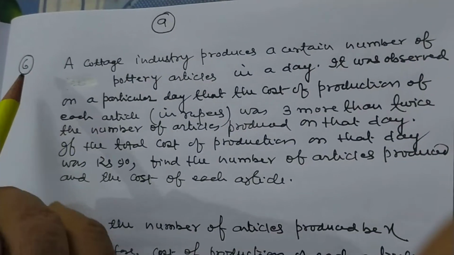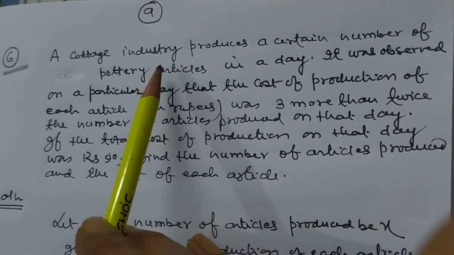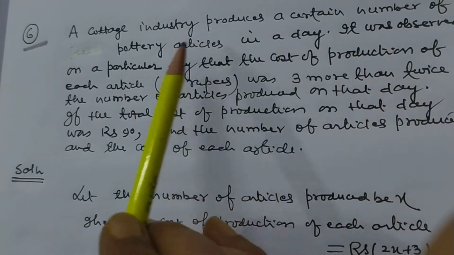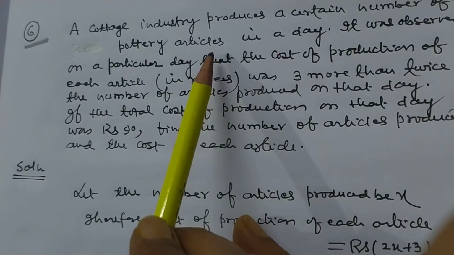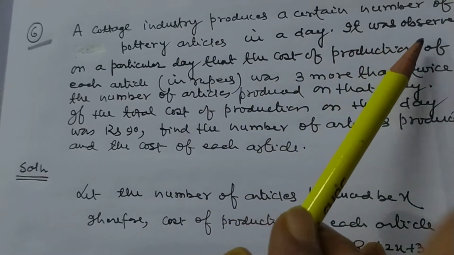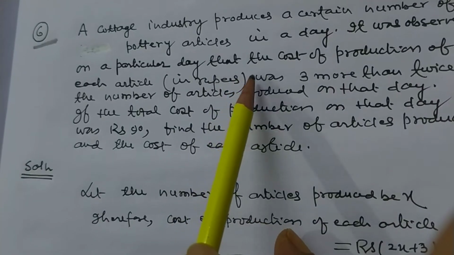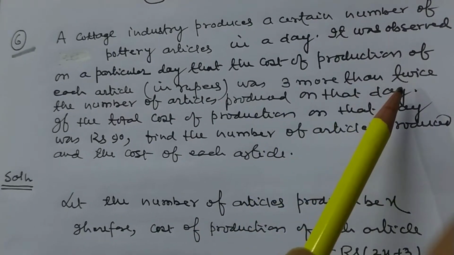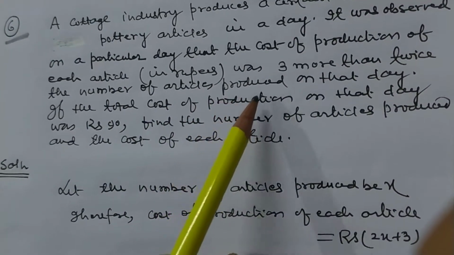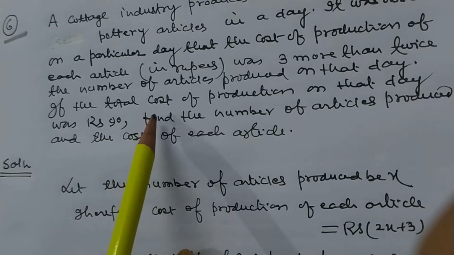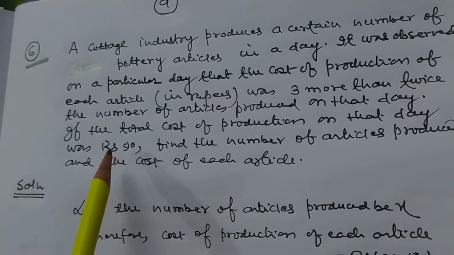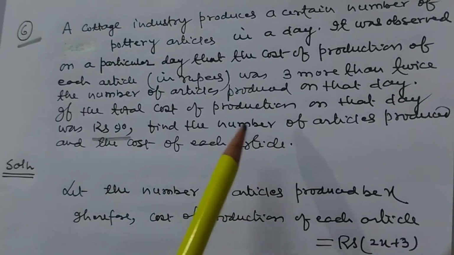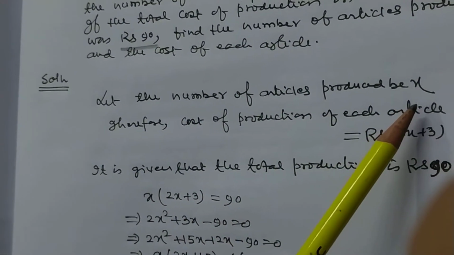Now, there is a very important problem. It was asked in the CBSE board examination also. A cottage industry produces a certain number of pottery articles in a day. It was observed on a particular date that the cost of the production of each article was 3 more than twice the number of articles produced on that day. If the total cost of production on that day was rupees 90, find the number of articles produced and the cost of each article. Let the number of articles produced be x.